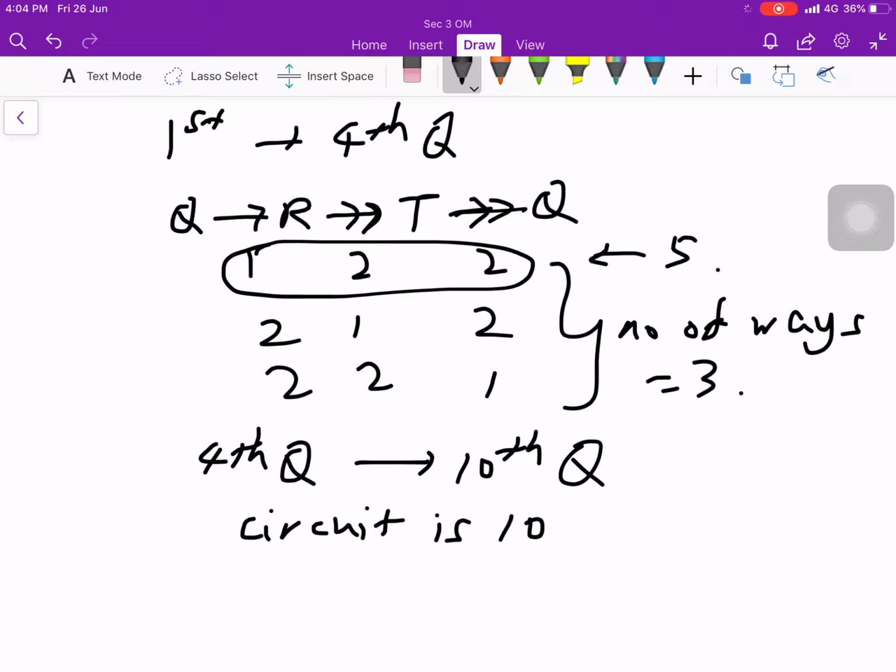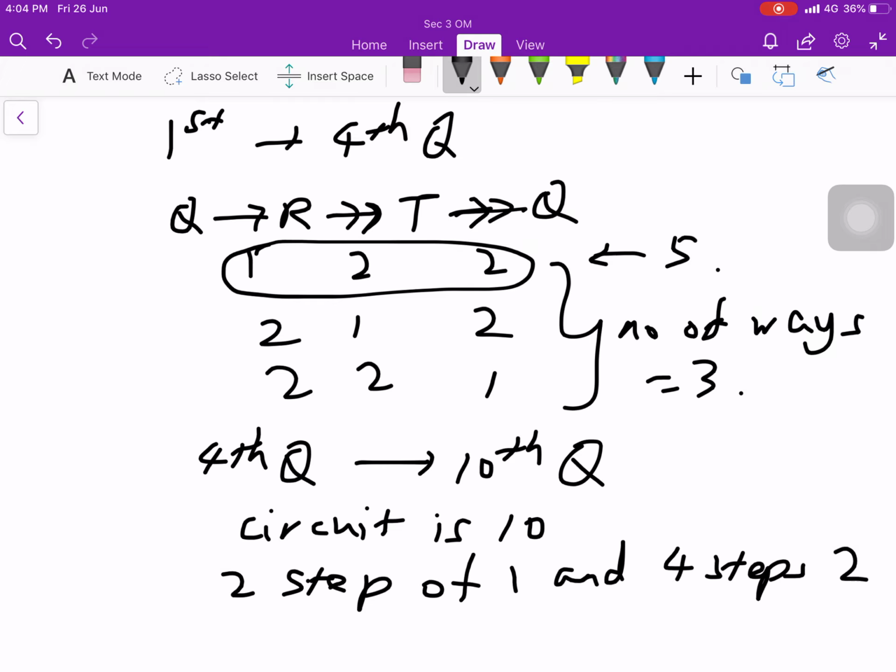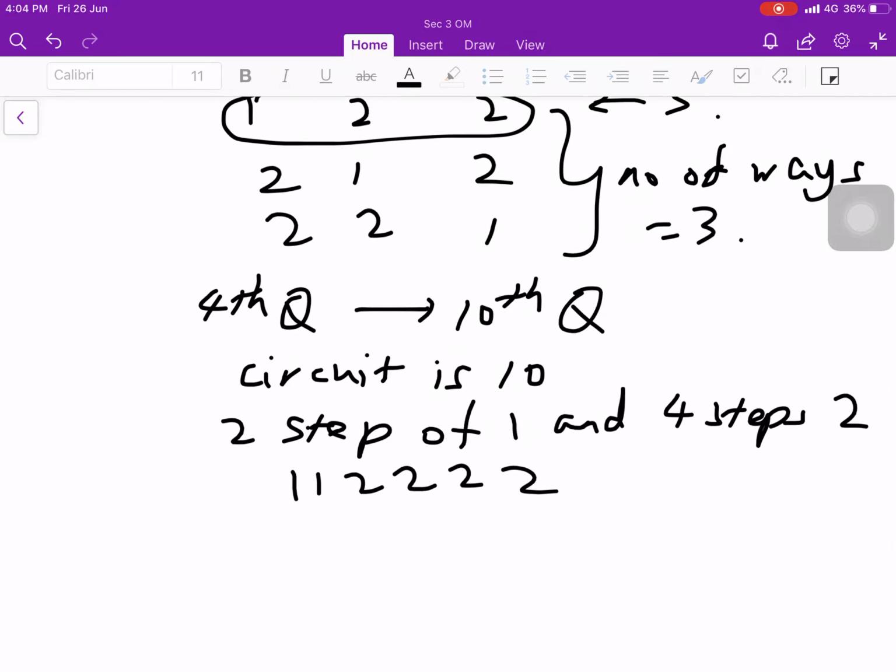Okay. Then how do you achieve the 10 steps? That means in this case, you can have 2 steps of 1 and 4 steps of 2. Therefore, can you see that basically it is 1 1 2 2 2 2, right? How does this 1 1 2 2 2 2 work?